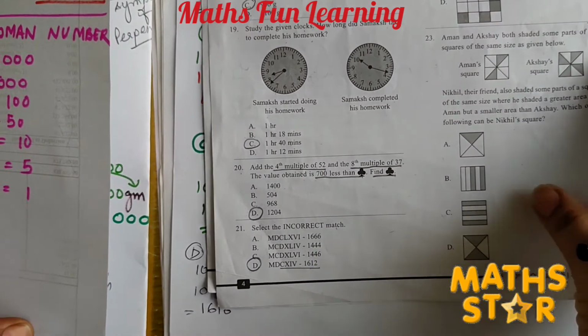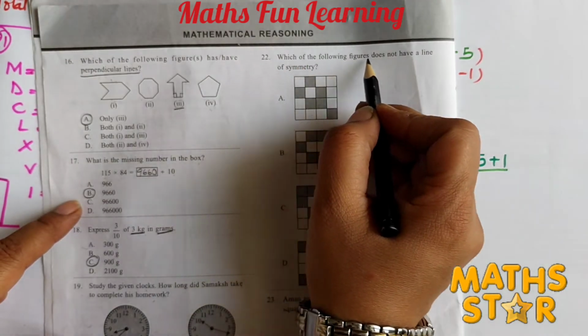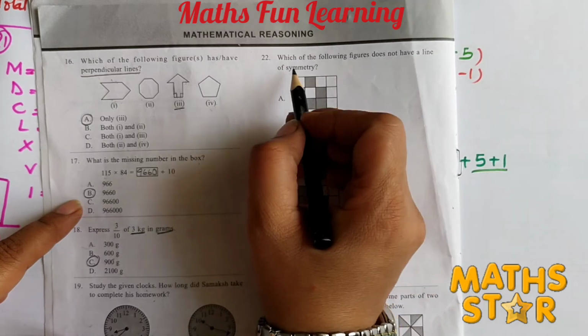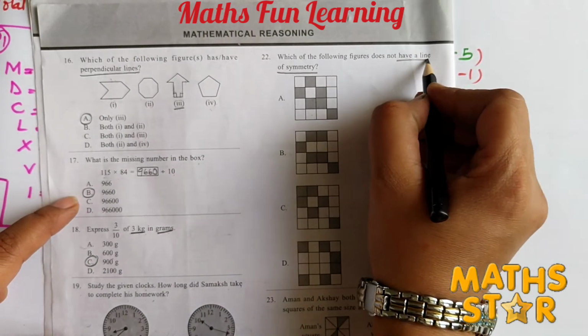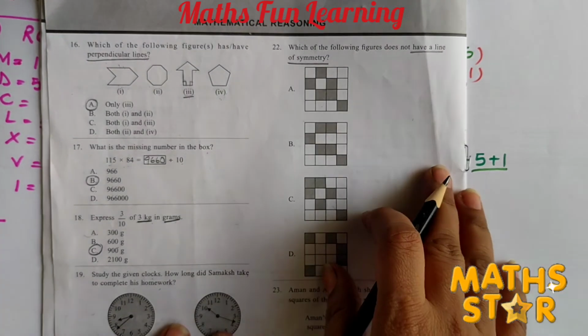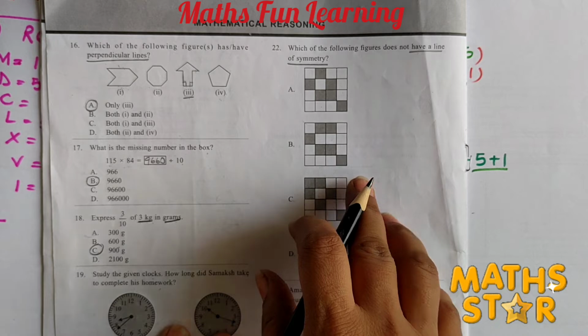Now let's solve question number 22. Which of the following figures does not have a line of symmetry? What do you mean by the line of symmetry? You can watch my video on line of symmetry if you have any doubt. Line of symmetry means you use one line to cut your figure into two equal parts, and it will give you exactly the same figure. Now let me use a scale.